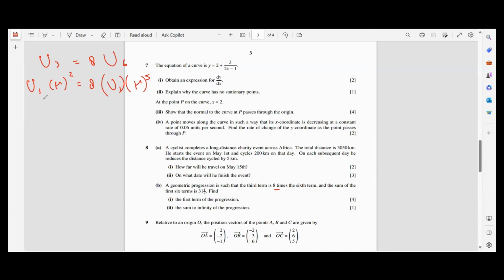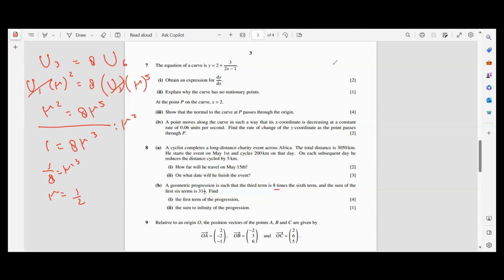So I think we can delete the u1 first, so we get r squared equals 8r to the power 5. Actually, we cannot delete the u1 directly like that, but because this is the case of the sequence, we can delete it. So everything I divide by r squared, so 1 equals 8r to the power 3. So 1 over 8 equals r to the power 3. So r equals 1 over 2.